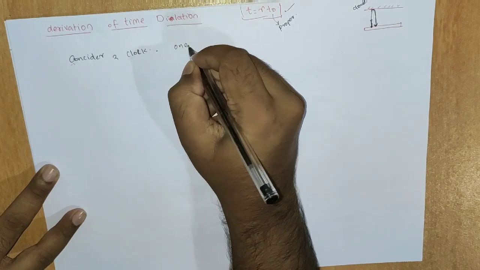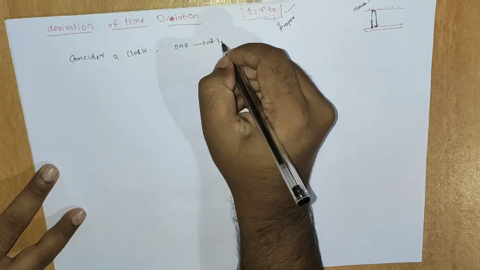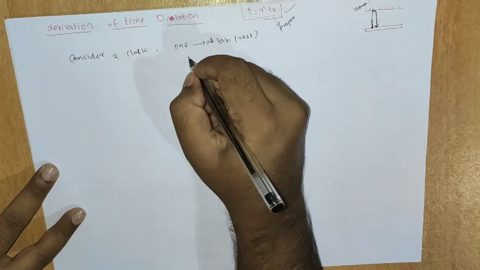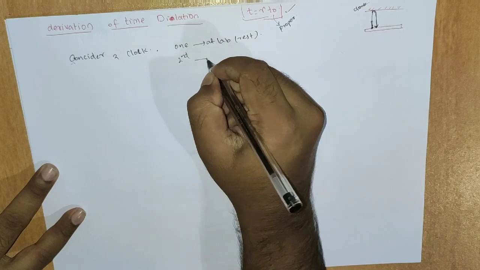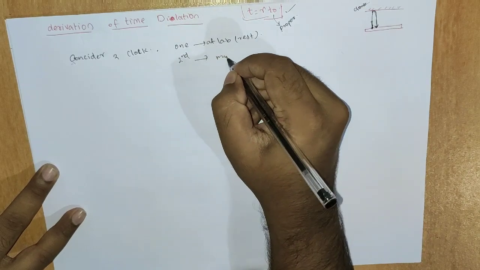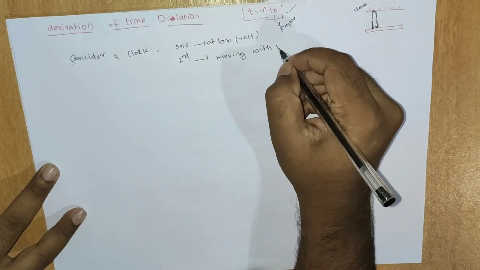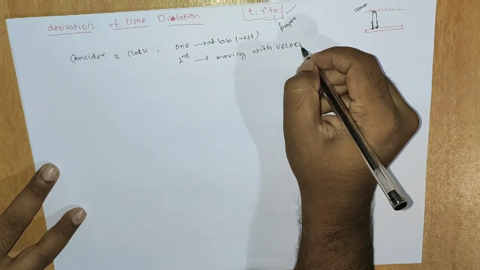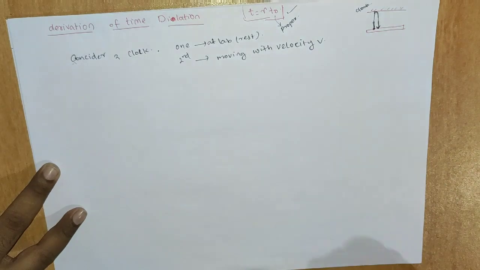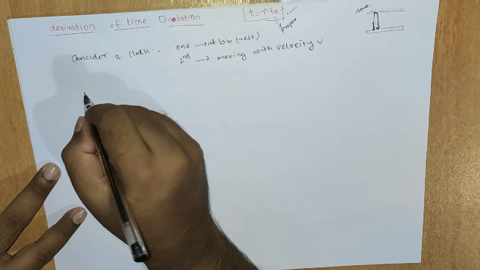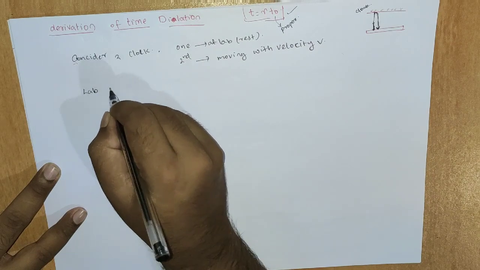One is at lab, I mean rest, and second is moving with velocity v. Okay, pictorially we can represent like this.